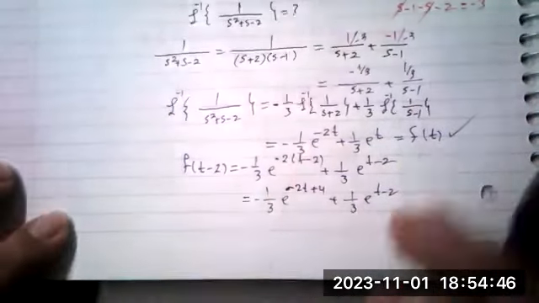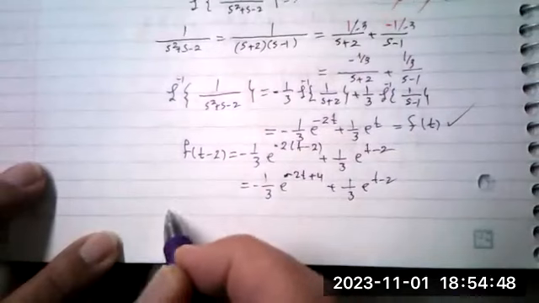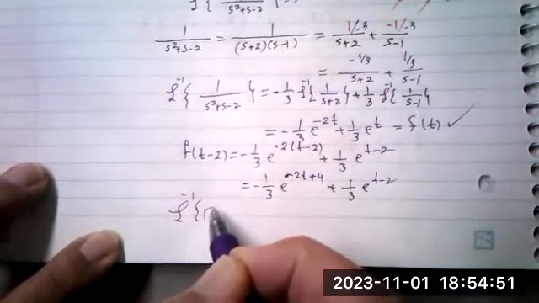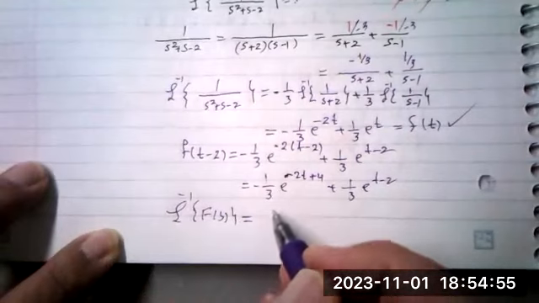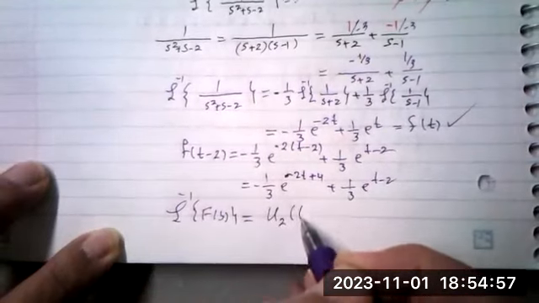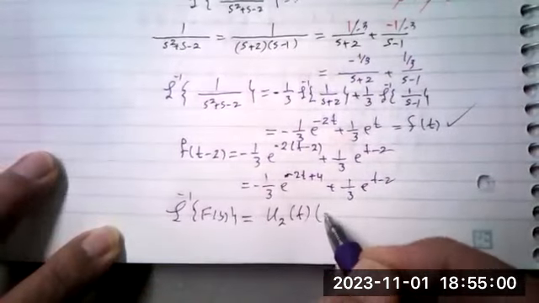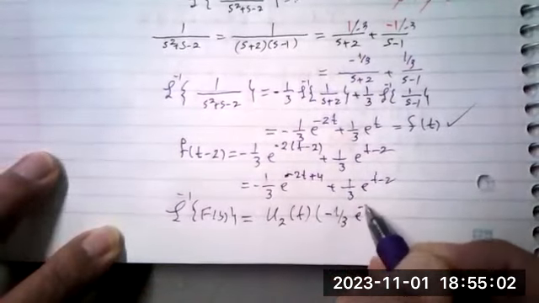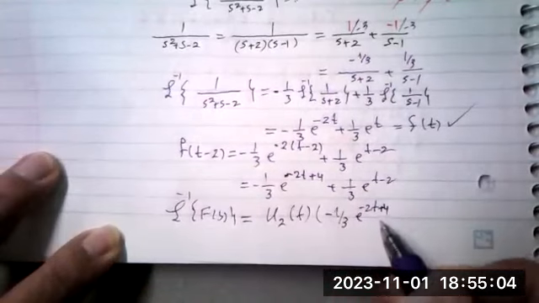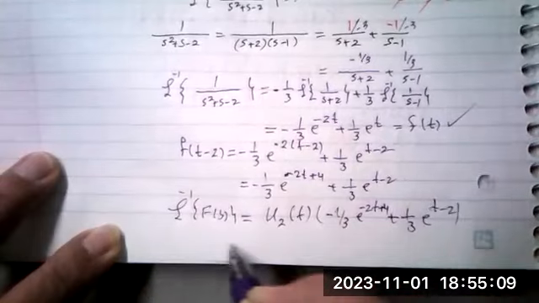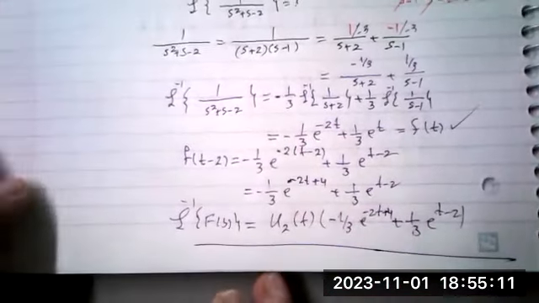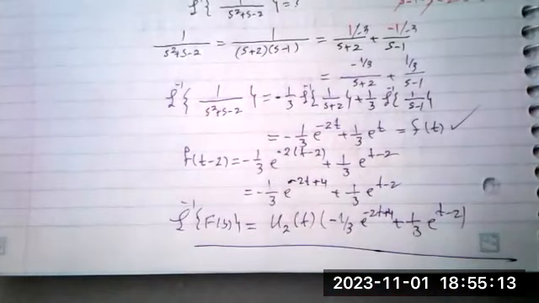So for the final answer, you just multiply by u2t. The Laplace inverse of F(s) is going to be equal to, remember, u2t times this function: negative 1/3 e to the negative 2t plus 4, plus 1/3 e to the t minus 2. So that gives you the final answer. When you do a couple of them, quickly you do the operation right away.